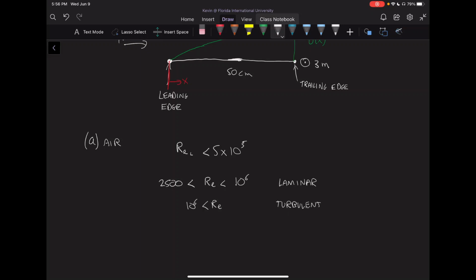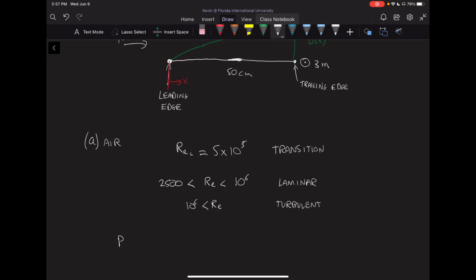Okay, so let's try and find our... usually we go up to 10 to the 6 and we can use laminar, but our transition usually occurs at 5 times 10 to the 5. So transition is equal to 5 times 10 to the 5. Now let's calculate our Reynolds number.